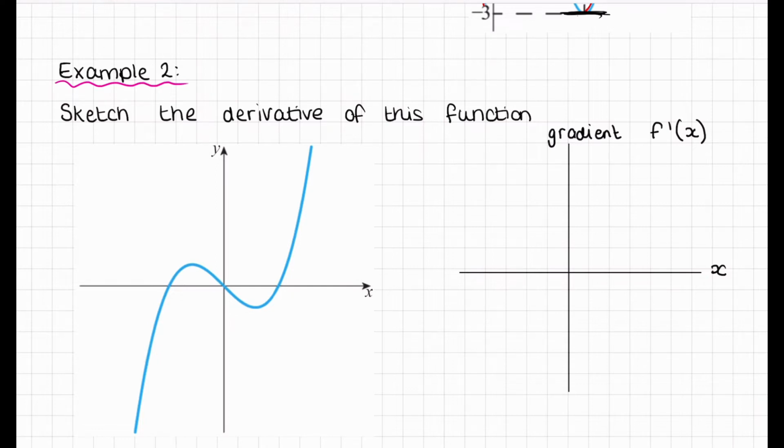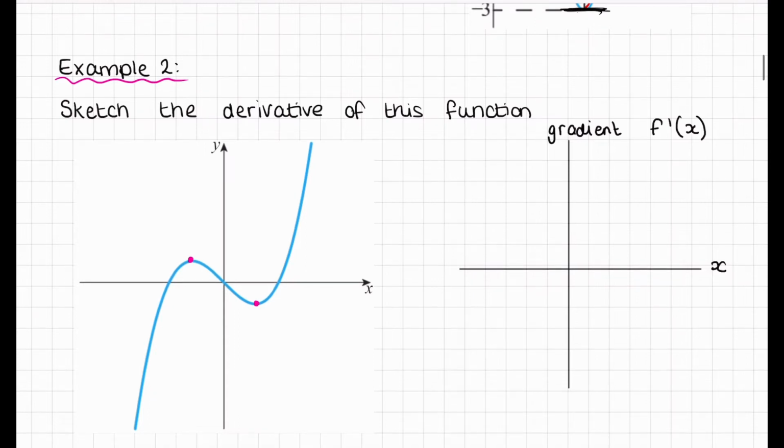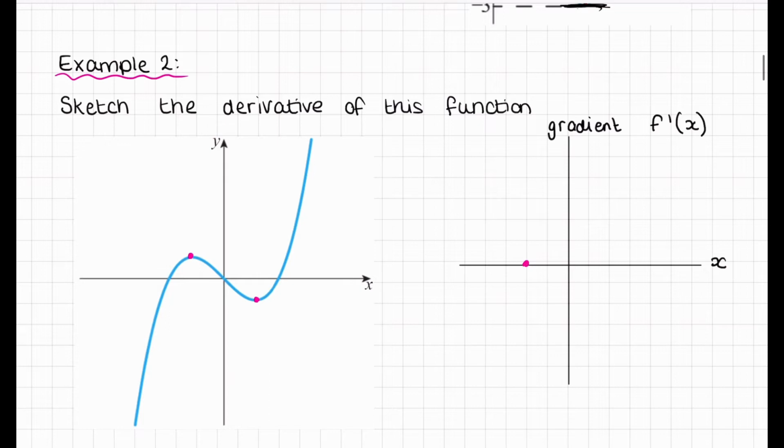When I do this, the first thing I look for are the stationary points. So in this graph here we have stationary points here and here. The reason for that is the gradient of those points is 0. So on a derivative graph, that would be on the x-axis because the gradient's 0. So I'm going to plot those 2 points round about there. And so any stationary point, when we're graphing the derivative, goes to the x-axis.